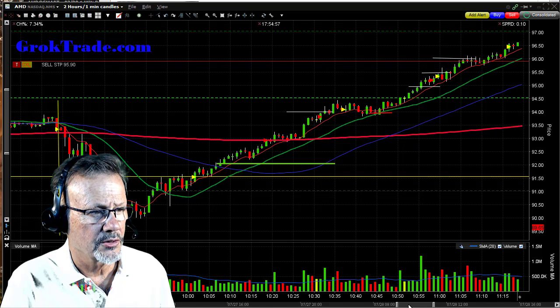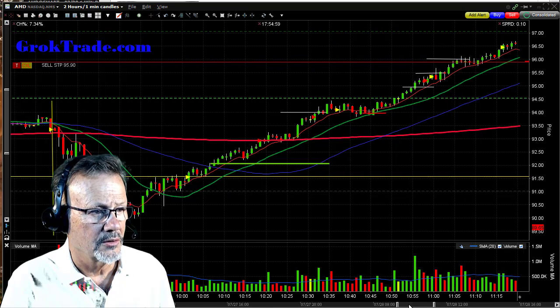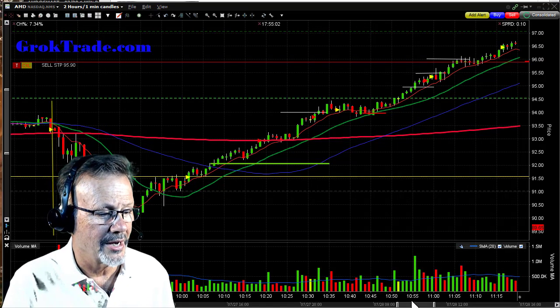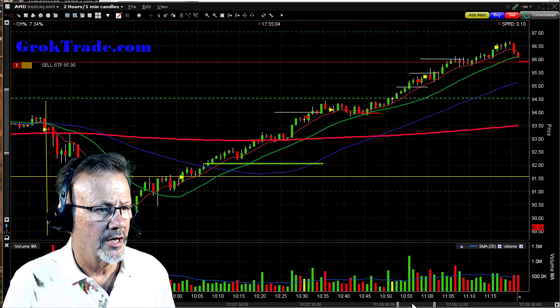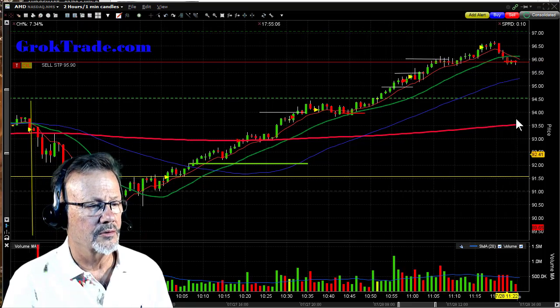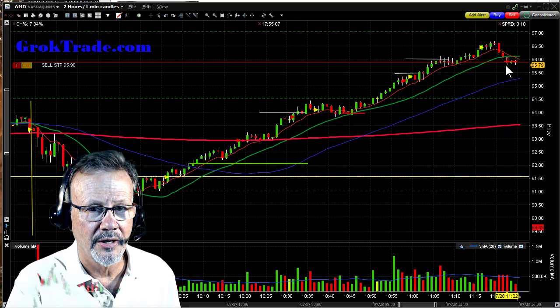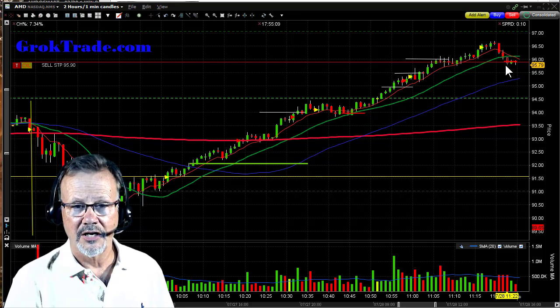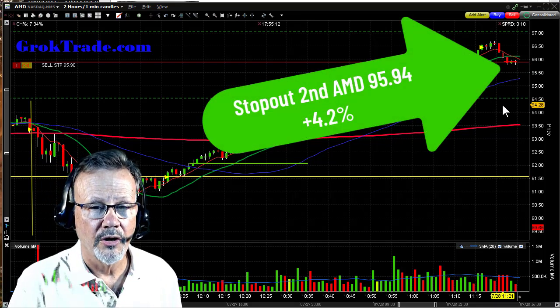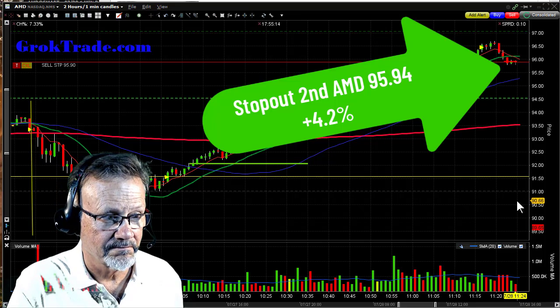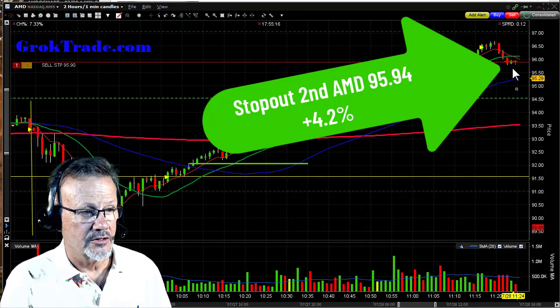There's the head of the fish up there. Is it going to keep going? Look at that. Here's the R2 pivot line up here at the 97 even dollar amount. And bam, bam. There we go. Look at that. It fell down and stopped me out right here on the second half for 2.4%. Now that's just the second half here.